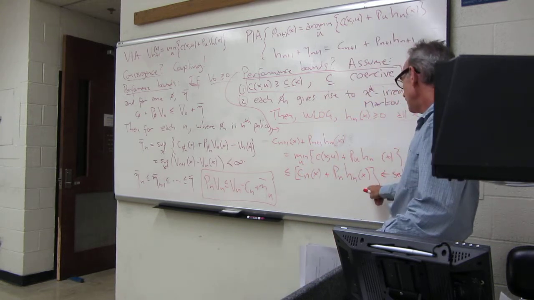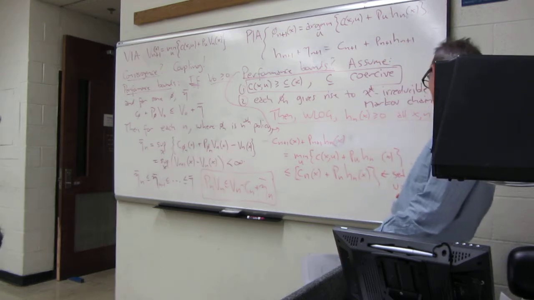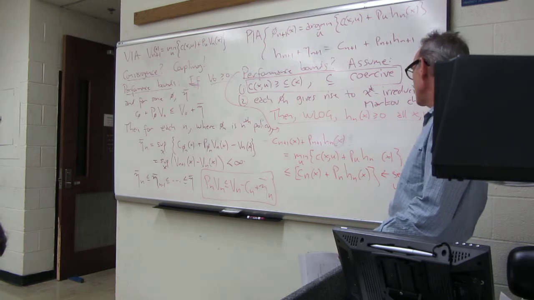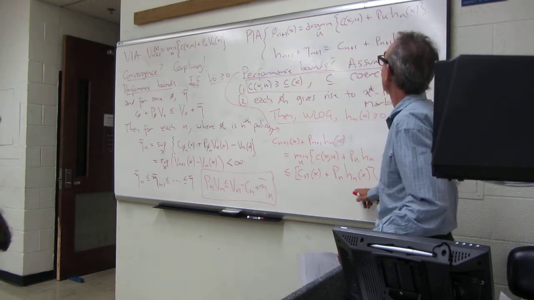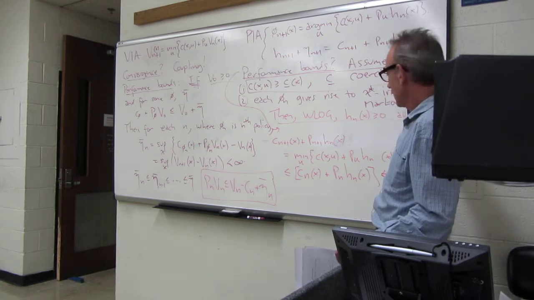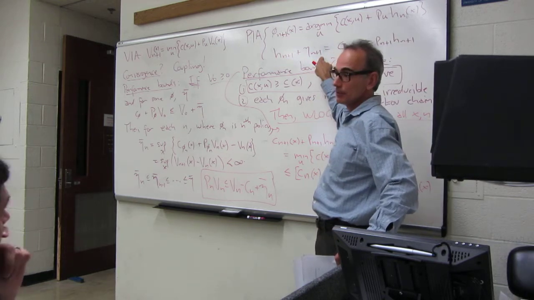Okay, I go from here to here, and instead of taking the minimum over all u, I plug in a particular u, which is u equals the last policy φn of x. Now, this is where we've got the Poisson equation holding for each n. So this is equal to Hn plus ηn.